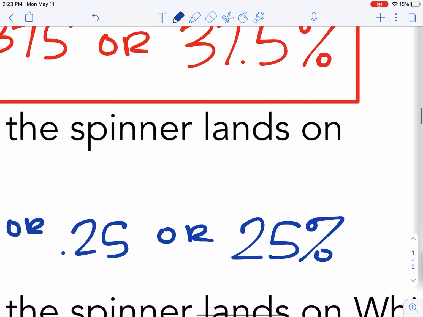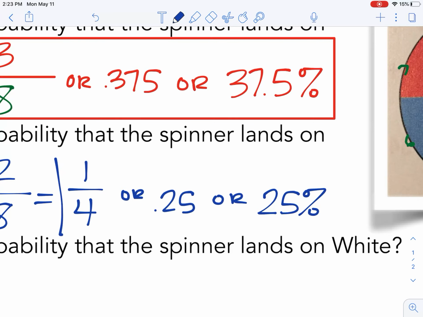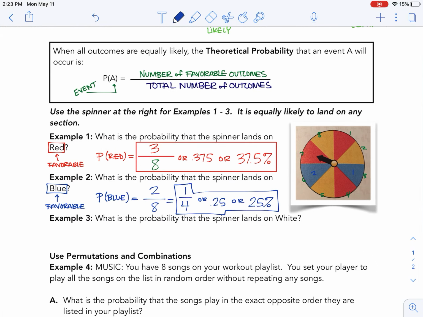Now you don't need to write all 3. If you don't use the fraction form, just divide out the answers I have on the answer key, and that should get you to your percent and decimal.